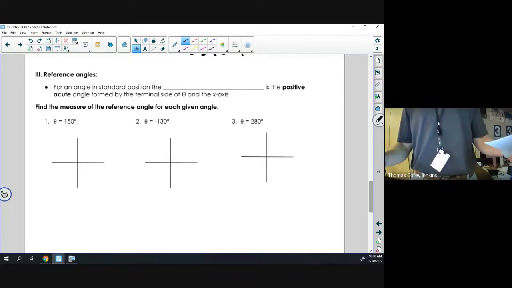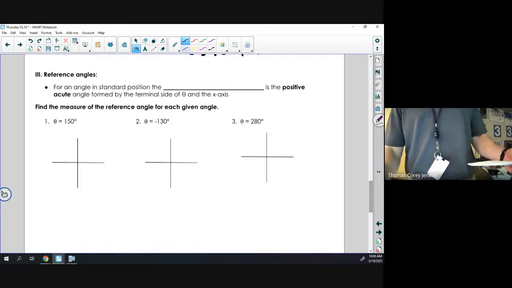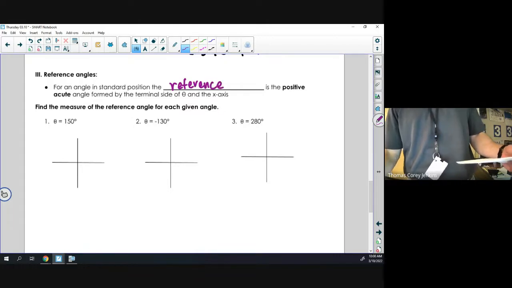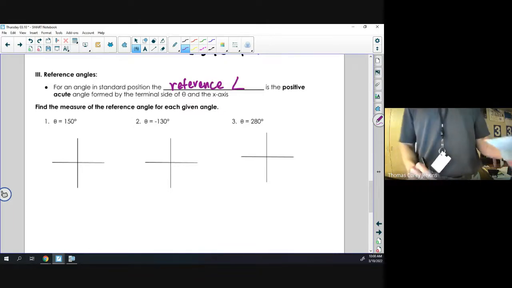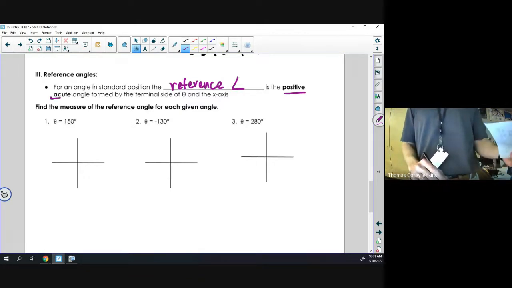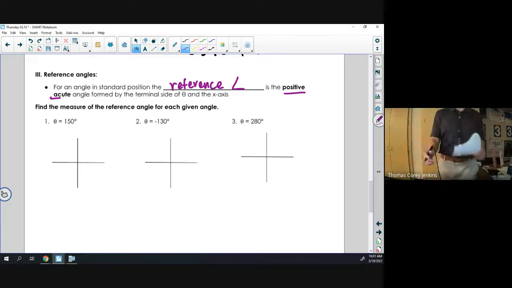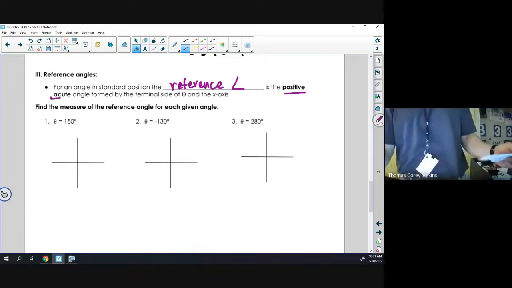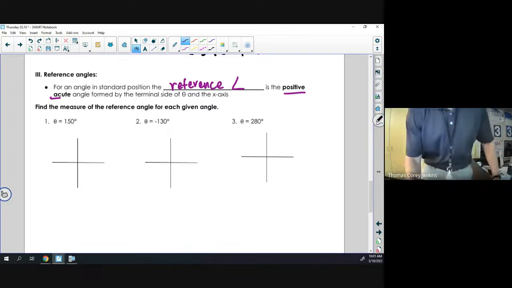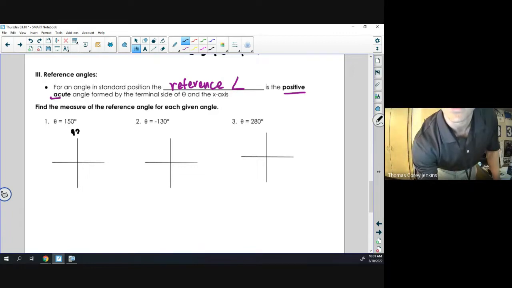All right, so for an angle that is in standard position, the reference angle is the positive acute angle formed by the terminal side of theta and the x-axis. Okay, so for this one, this is going to be more visual. You do need to draw out the theta and then go from there. Okay, so 150 is going to be between 90 and 180, a little bit closer to 180. So we'll call it about right there.